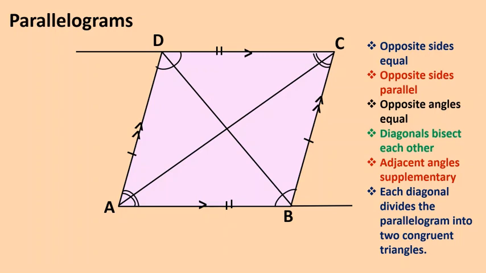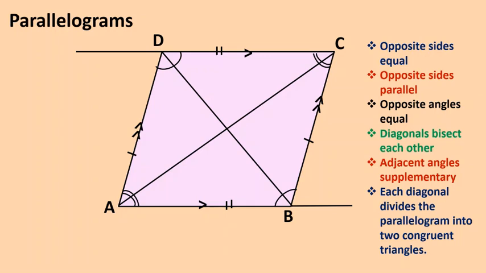Third property is opposite angles equal. Which are the opposite angles in any quadrilateral we have studied? This is a quadrilateral, right? So opposite angles means angle B is opposite to angle D. You can see single loop, single loop. So those are equal. And angle A is equal to angle C. I have marked using double loop. So those two are equal.